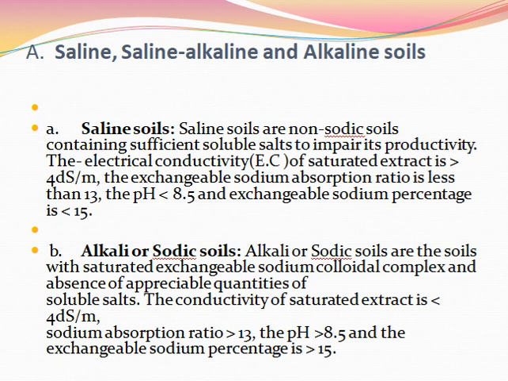What is saline soil? Saline soil has an electrical conductivity of greater than 4 decisiemens per meter, a sodium adsorption ratio of less than 13, an exchangeable sodium percentage of less than 15, and a soil pH of less than 8.5 at 25 degrees centigrade.